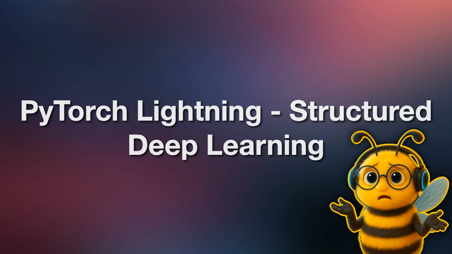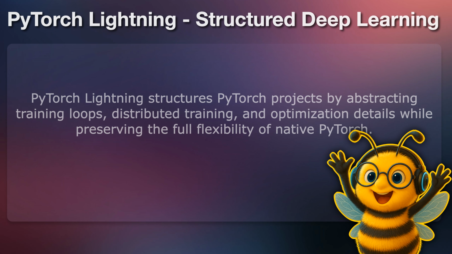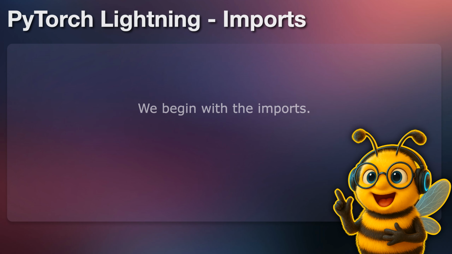PyTorch Lightning streamlines deep learning by abstracting training loops, checkpointing, and distributed strategies so you can focus on model architecture and research. PyTorch Lightning structures PyTorch projects by abstracting training loops, distributed training, and optimization details, while preserving the full flexibility of native PyTorch. We begin with the imports.